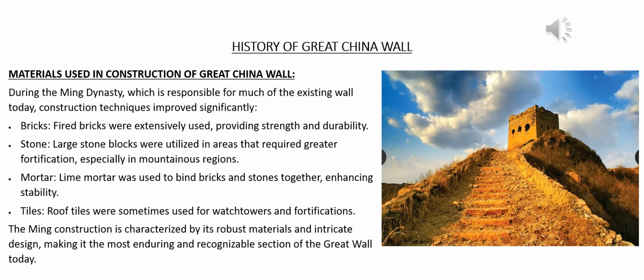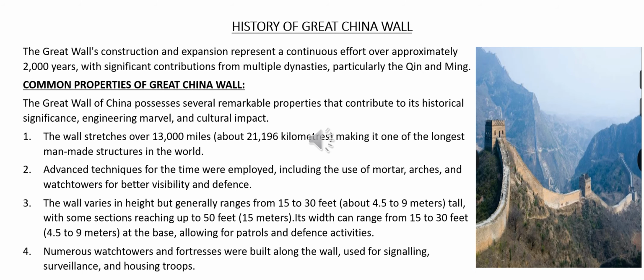The Ming construction is characterized by its robust materials and intricate design, making it the most recognizable section of the Great Wall today. So these materials were used in construction of the Great China Wall. In slide number 8, we will discuss the common properties of the Great China Wall.